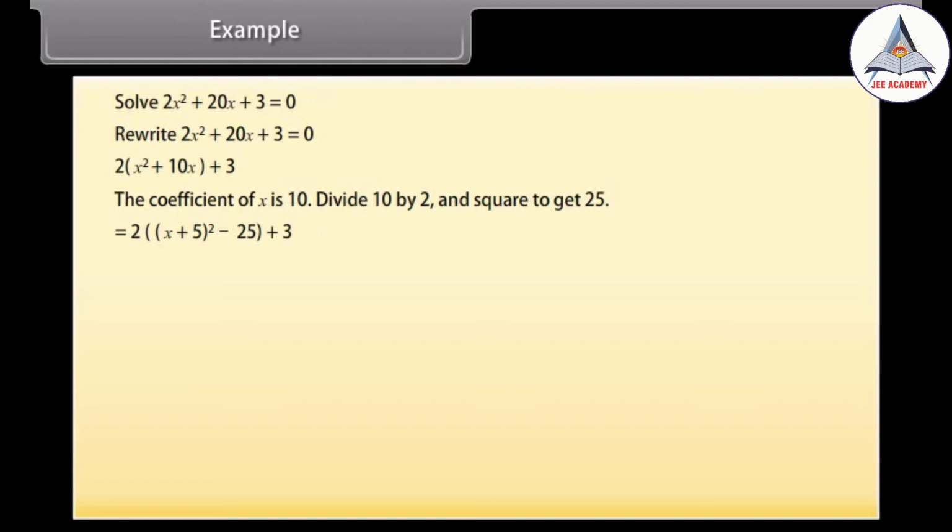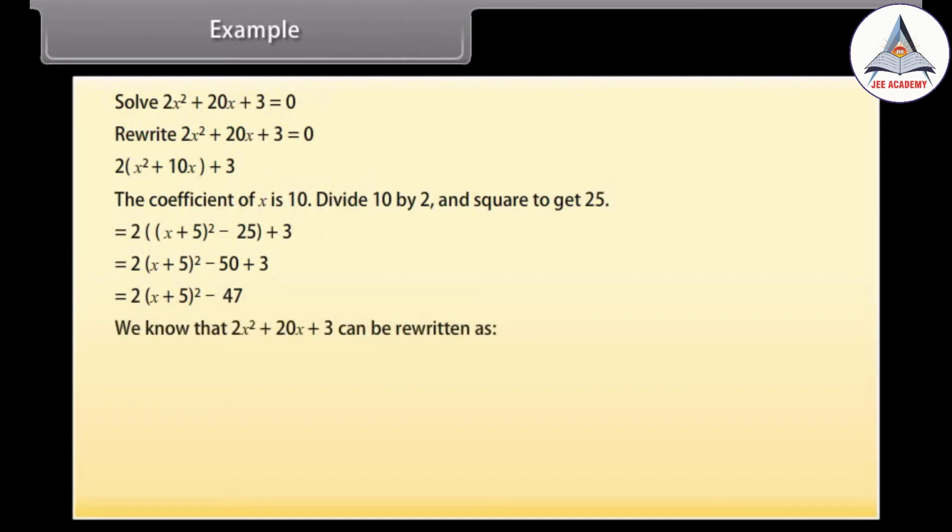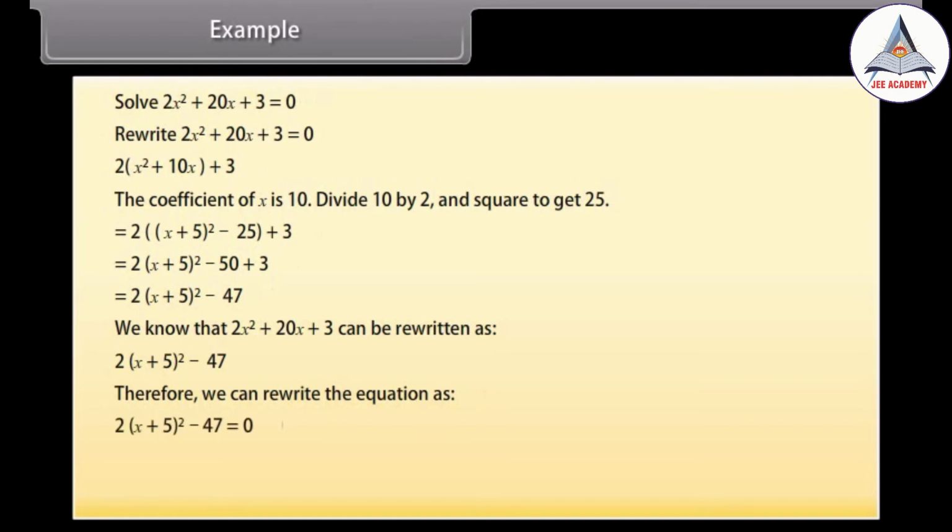We get 2(x + 5)² − 25 + 3 = 2(x + 5)² − 50 + 3 = 2(x + 5)² − 47. We know that 2x² + 20x + 3 can be written as 2(x + 5)² − 47. Therefore, we can rewrite the equation as 2(x + 5)² − 47 = 0. So 2(x + 5)² is 47.